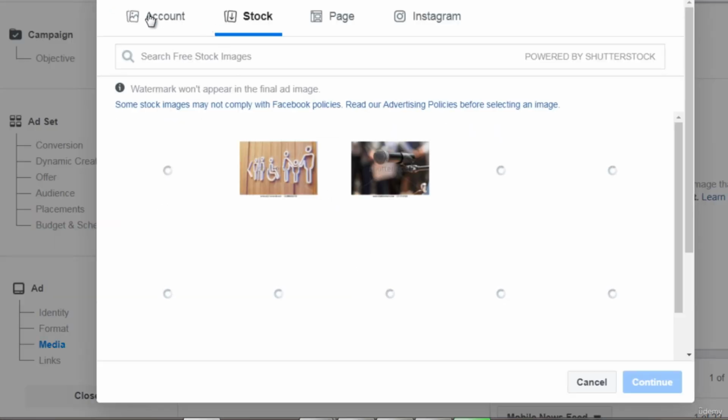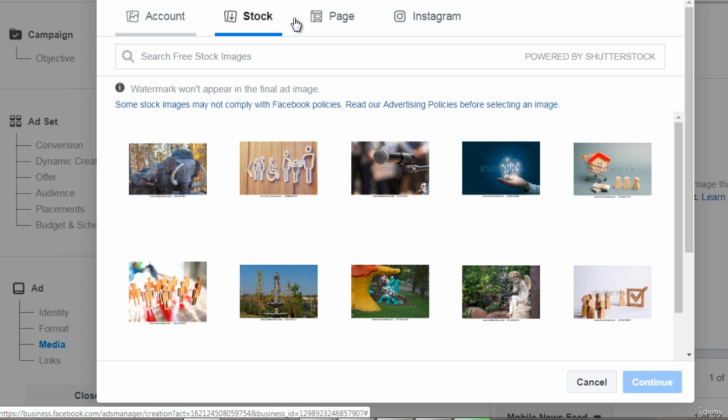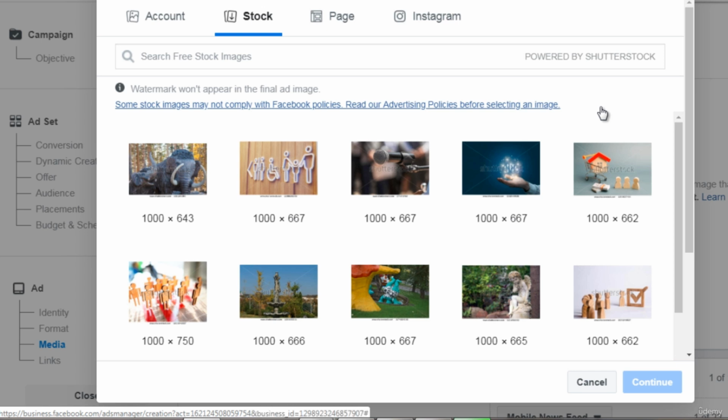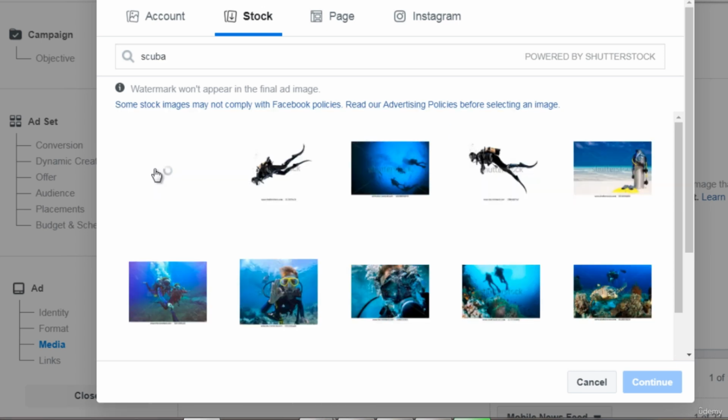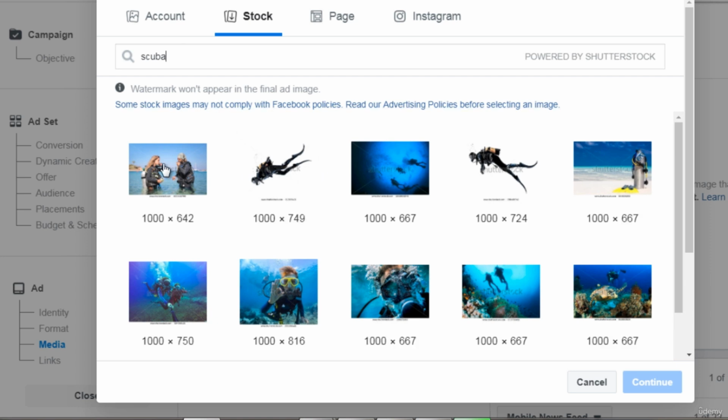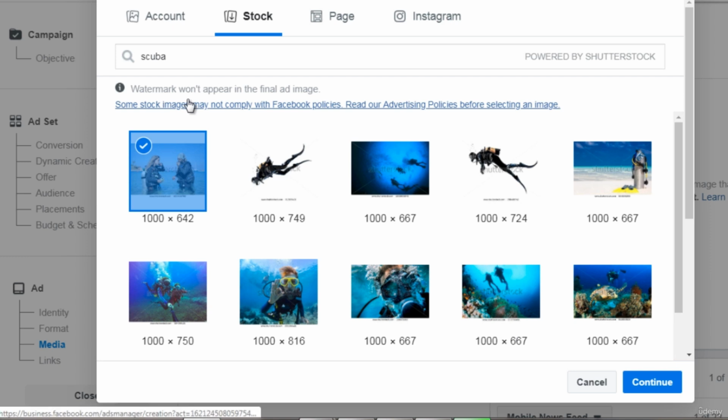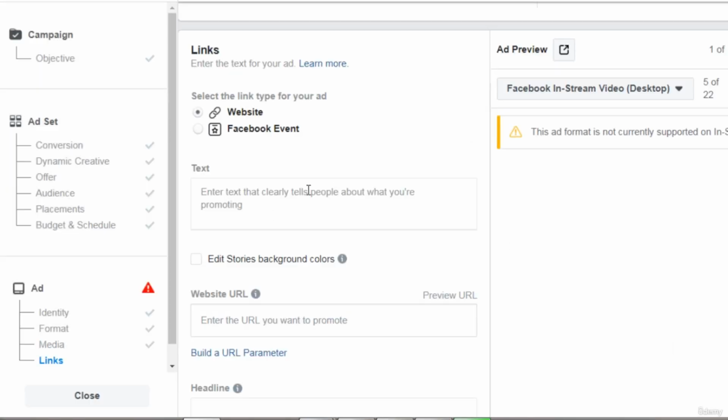Now, at this point, you could select your account, your page, your Instagram, and it'll pull the images from those assets. So we typed in scuba, we could select one of these images. It says watermark won't appear in the final image. So that's good. Even though you see the watermark, it will not appear in the final image. We'll click continue and it'll say enter the text for your ad. You can enter the text here.